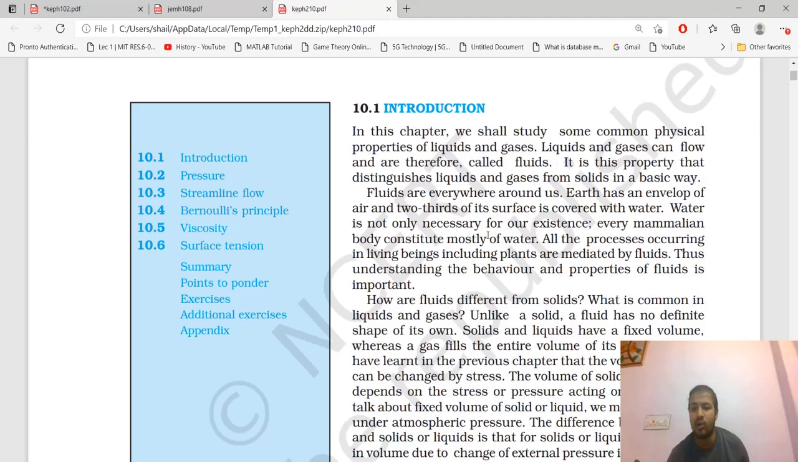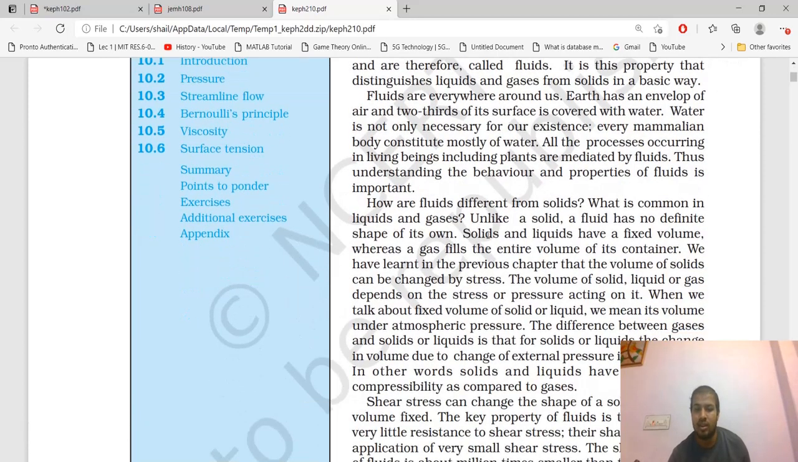Fluids are everywhere around us. Earth has an envelope of air and two-thirds of its surface is covered with water. Water is not only necessary for our existence, every mammalian body consists mostly of water. All the processes occurring in living beings, including plants, are mediated by fluids. Thus, understanding the behavior and properties of fluids is important. How are fluids different from solids? What is common in liquids and gases?